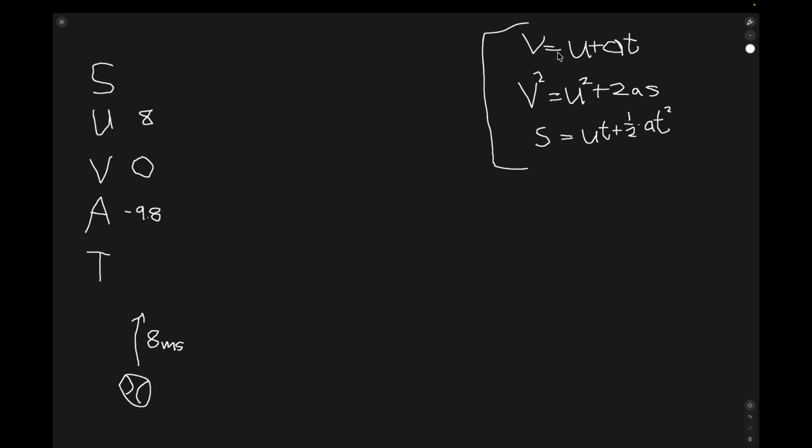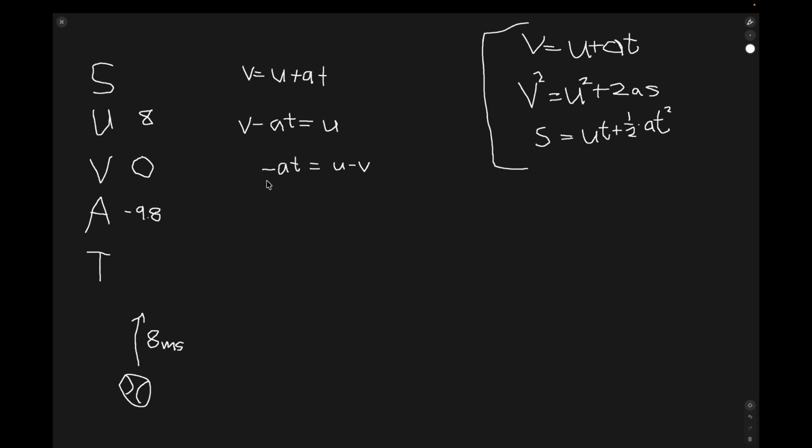So why don't we rearrange this equation here to make t the subject? So v equals u plus at. Now we're going to subtract at, so v minus at. Now we're going to add minus v. So we're going to get negative at equals u minus v.